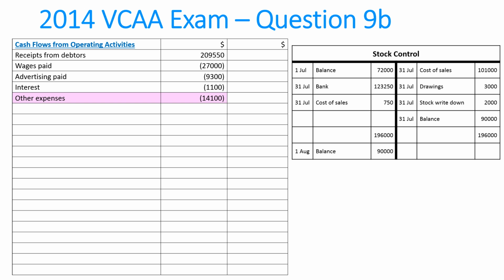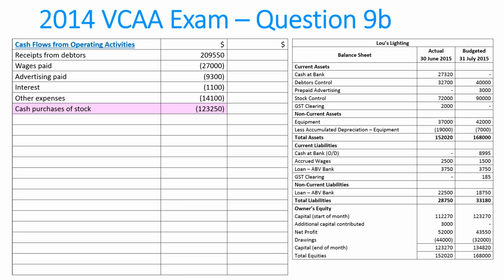What I've got now is, well, how much stock did I buy? I can't have sold stock without buying it, and what I need to do to get that is to go to 9A. In 9A, we recreated stock control, and specifically, we figured out how much cash we spent on buying stock. So I got 123,250, so that's the number I'm going to put in there. If you got a different number, just make sure you carry forward the number you got in 9A. Then I'm going to need to figure out, were there any other outflows from operating from the old balance sheet?